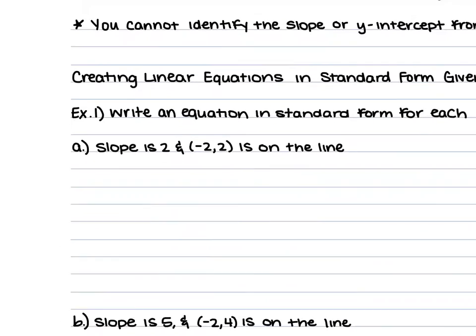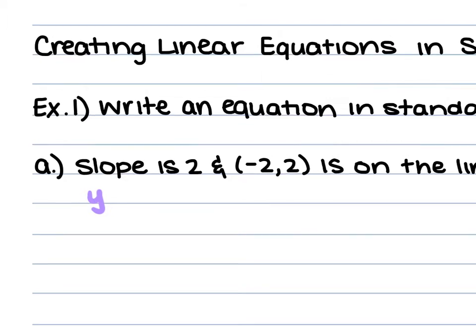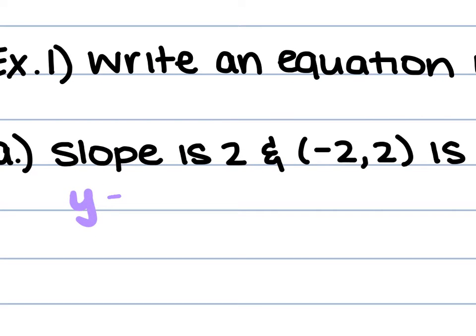So if we look at example 1, we're writing an equation in standard form for the line, and we're given a slope of 2 and a point that's negative 2, 0. So we can use our point slope form in order to put this equation into standard form. By doing so, we form this as y minus y1, which is 0, is equal to m, which is 2, times x minus x1, which is negative 2.